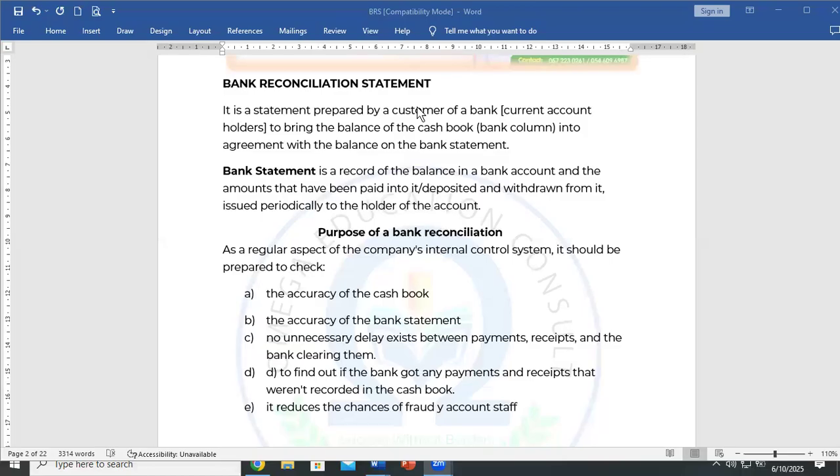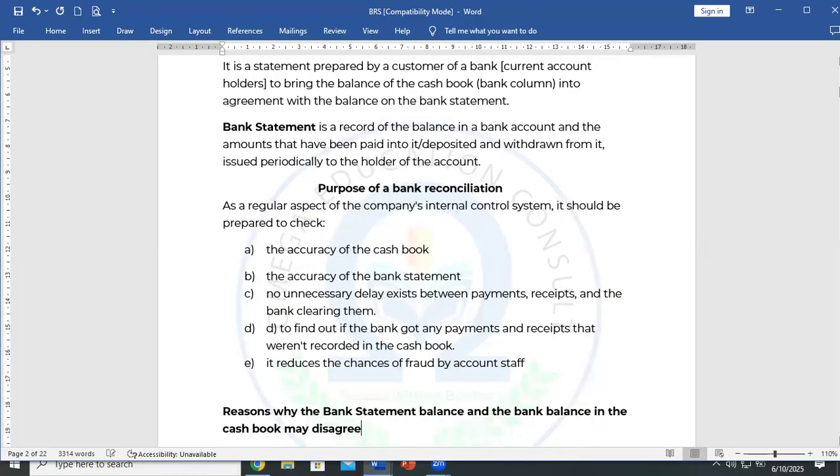Then finally, it reduces the chance of fraud, right? By accounts staff, yes. If the accountant knows that investigations will be done to check the accuracy of the records he is keeping, I'm not sure he would engage in any form of fraudulent act. Okay, so these are the purposes of bank reconciliation statement.